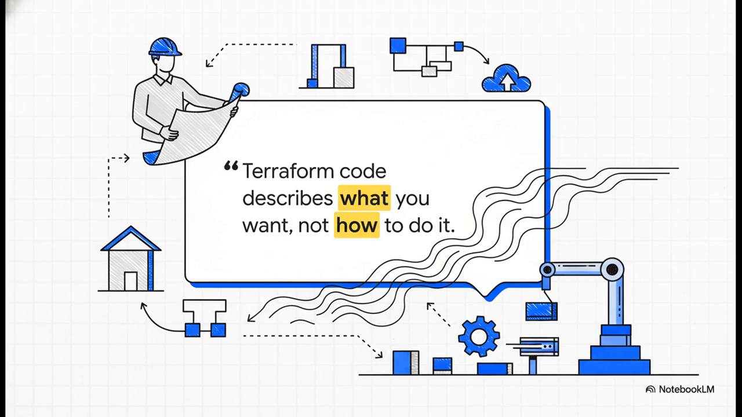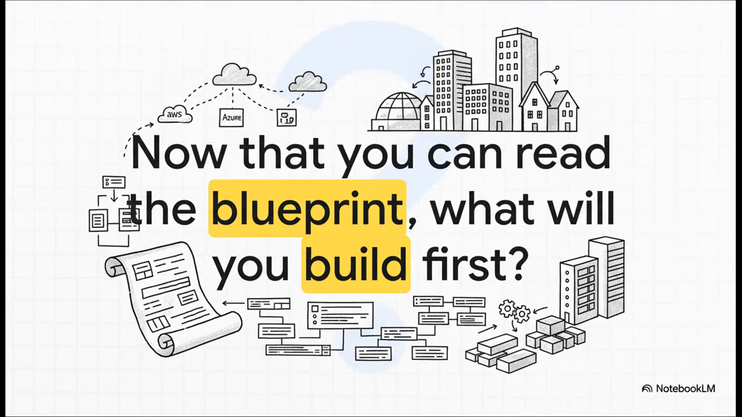This is the entire philosophy right here in one sentence. Your job is to be the architect. Your job is to describe the final thing you want to build. You describe what you want, and you let Terraform be the master builder that figures out how to do it. So think about it. What seemed like a bunch of confusing code just a few minutes ago is now something you can actually read. It's not code, it's a blueprint. You've just learned the language of the architects. So the only real question left is, now that you can read the blueprint, what are you going to build first?